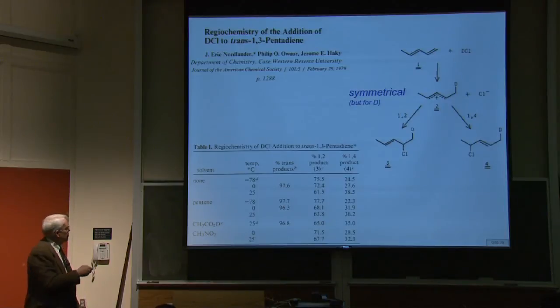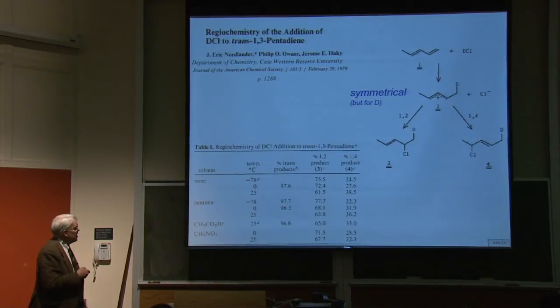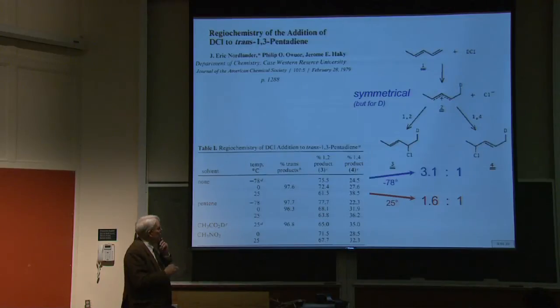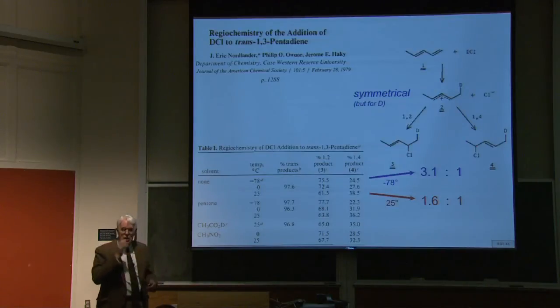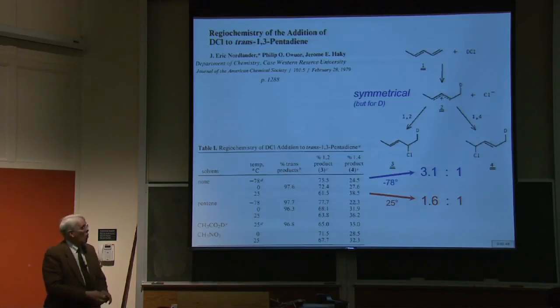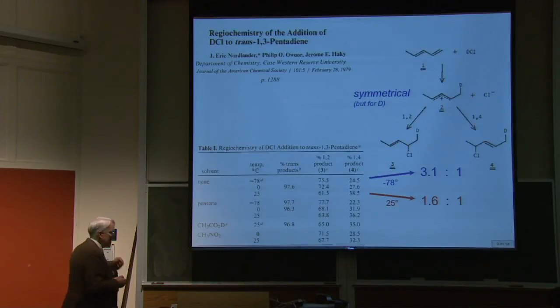So here's the product distribution done in a bunch of different solvents at different temperatures. And just look at a couple of these. If you do it at room temperature, at 25 degrees, you get half again as much of this as you do of this. More chloride adds here than here. And if you do it at low temperature, you get 3 times as much addition here as here, even though it's symmetrical. So we've got to find some other reason why, when we do this, the chloride tends to attack here rather than here. 1,2 addition rather than 1,4 addition. Can anybody guess a reason for that?